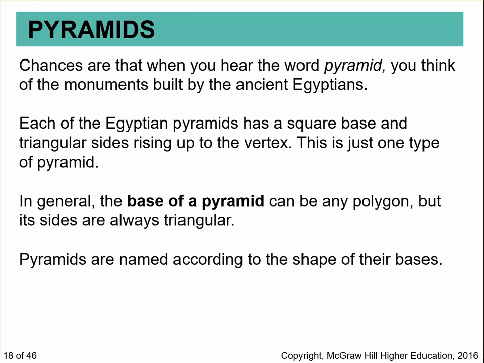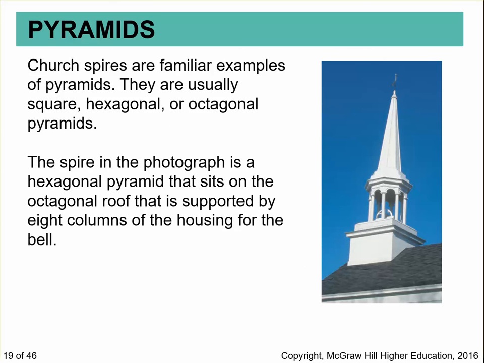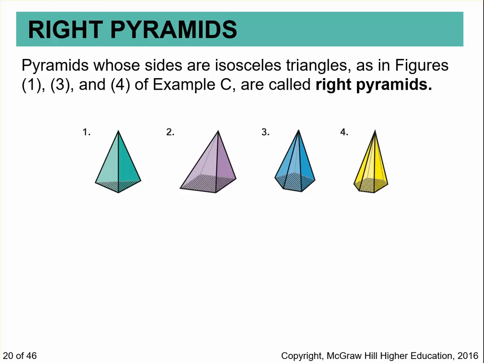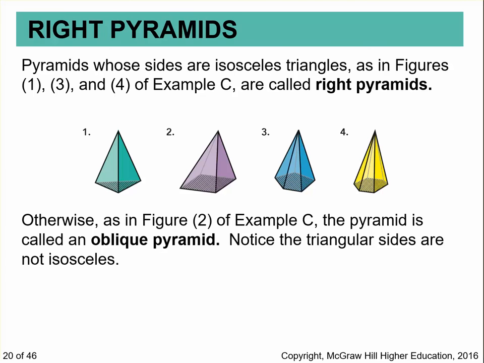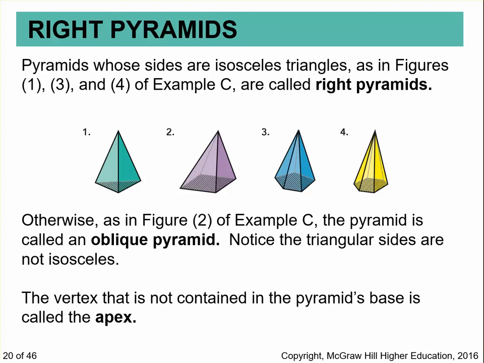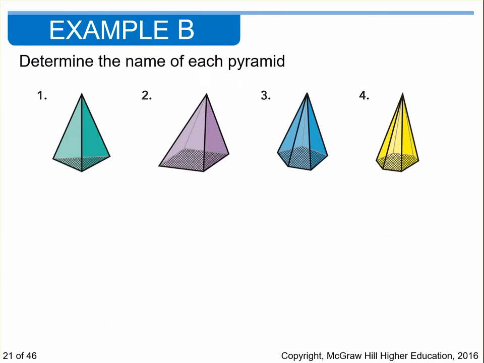So pyramids are named according to the shape of their bases. You've seen spires in churches, right? Those are pyramids. So 1, 3, and 4 are right pyramids. Okay, number 2 is what's called an oblique pyramid. You can have oblique polyhedra as well. The sides are not isosceles. The vertex that is not contained in the pyramid's base is called the apex.